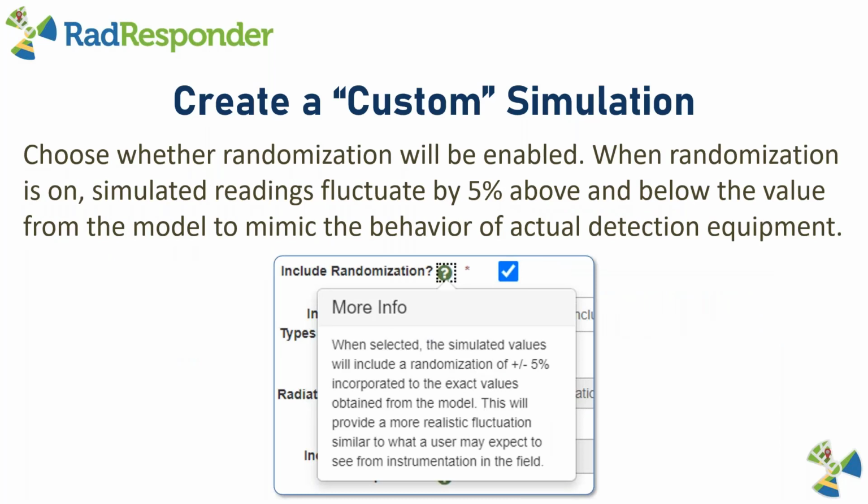You'll then choose whether randomization will be enabled. When randomization is on, the simulated readings will fluctuate by 5% above and below the true value, so to speak, from the model to mimic the behavior of actual detection equipment. So in general, this is something that we'd recommend, just given that, again, it would be a more realistic portrayal of what a user might be seeing from actual detection equipment. That's all the randomization feature is designed to accomplish: to provide a more realistic experience for the user who's viewing simulated readings.